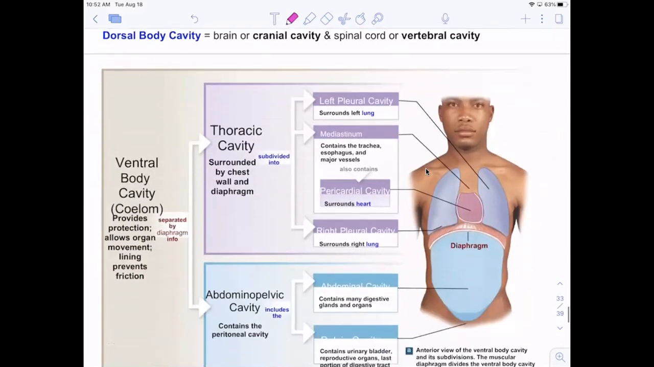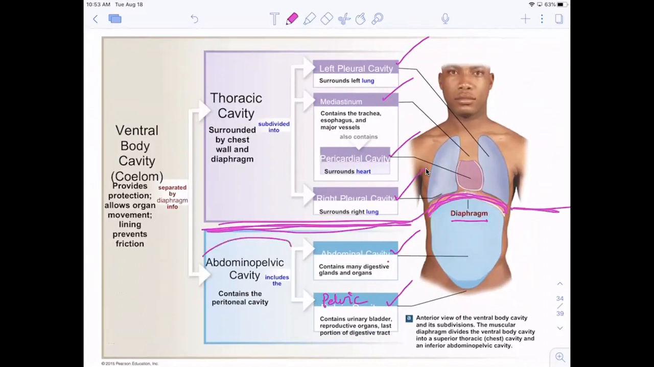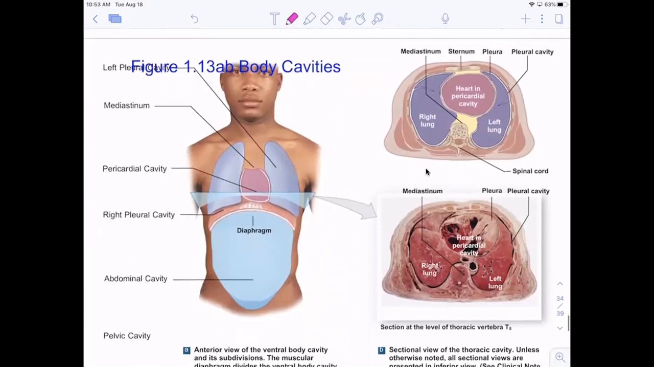But the peritoneal membranes in the abdominopelvic cavity don't surround every single organ, so it's a little bit different there. When you look at this, it kind of shows you, here's the diaphragm, it's completely separating the thoracic body cavity from the abdominopelvic cavity. So you do need to know what the pleural cavities are, what the mediastinum is, what the pericardial cavities are, the pleural cavity, and then the abdominal cavity and pelvic, and that those two combined make the abdominopelvic cavity. You will see this on a diagram.